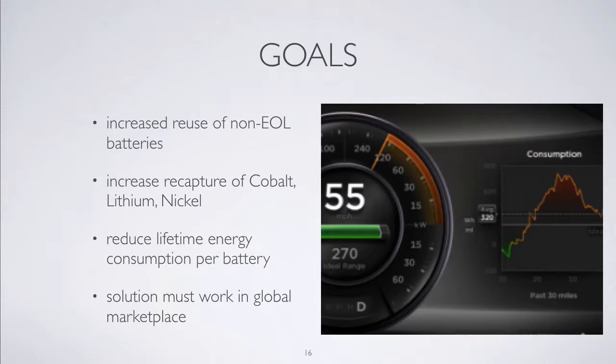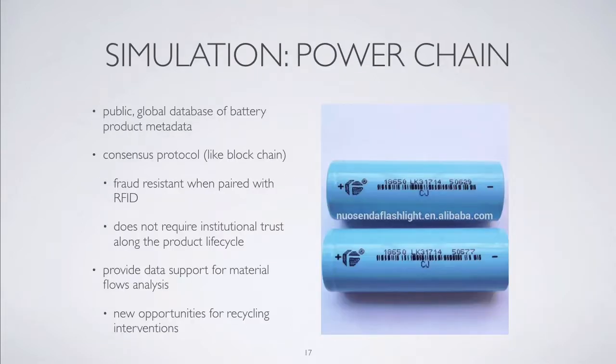And whatever this solution is, it needs to work in a global marketplace. It needs to be resistant to a process that is lossy simply due to the fact that the battery, depending on where it is in its life cycle, is likely to be in a different country from where it was in the previous stage in its life cycle. What I'm talking about here is going to be a proof of concept. It's a simulation, when all is said and done, of a system that I'm calling PowerChain, which is a public global database of battery product metadata.